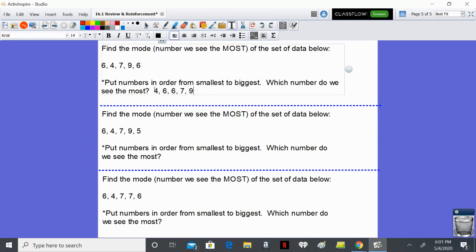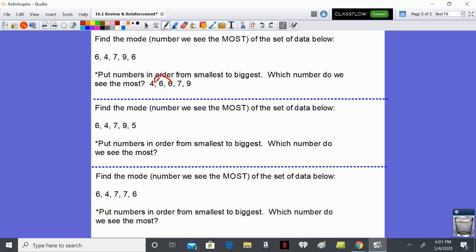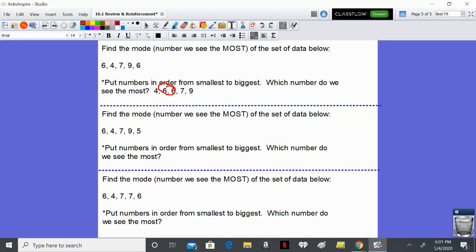So what number do I see the most? Is there a number that shows up more than any other number? And yes, there is. So my mode, I have 2 6s here. So that is the number that occurs the most. So my mode for this set of data up here is 6.